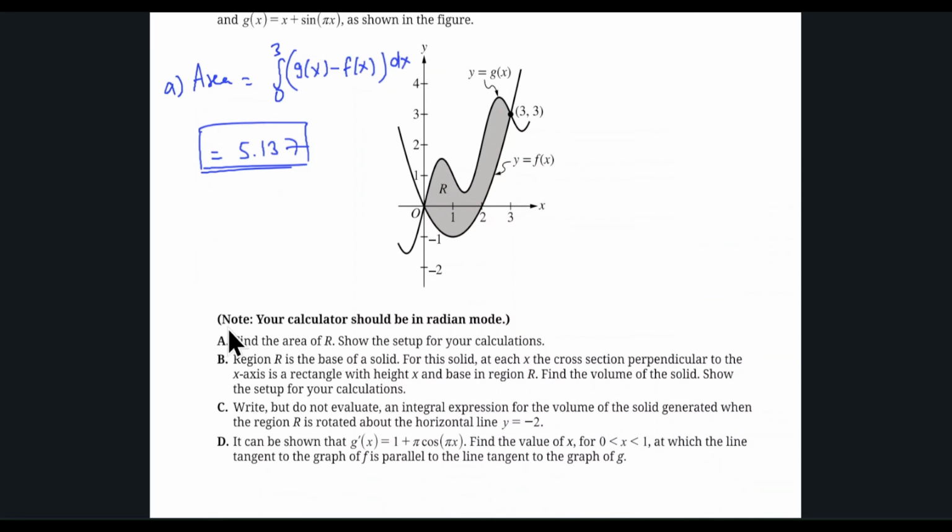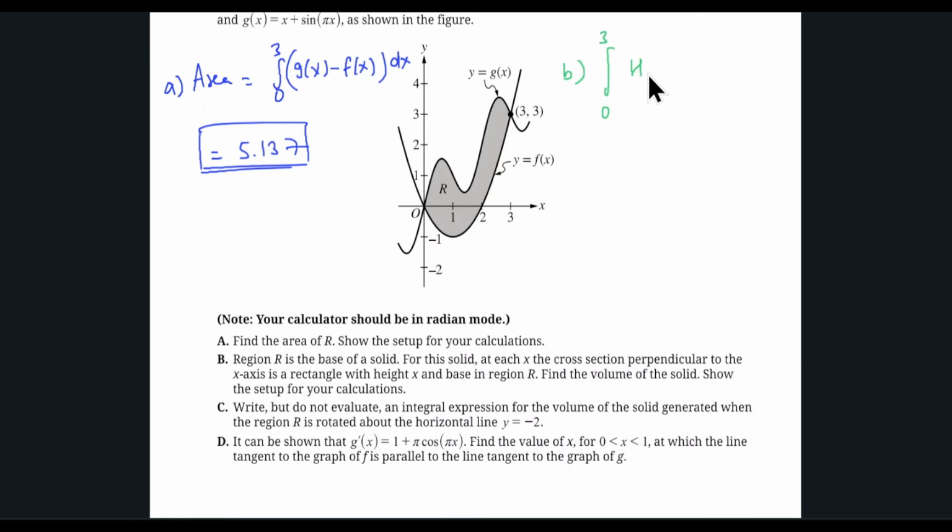Okay, the next is the same region that we are seeing over here. For this solid, at each x, the cross-section perpendicular to the x-axis is a rectangle with height x and the base is the region R. What is the volume of the solid? So for that, we have a formula, right? Since the cross-section is perpendicular to x, the bounds will be of x. So again, 0 to 3.